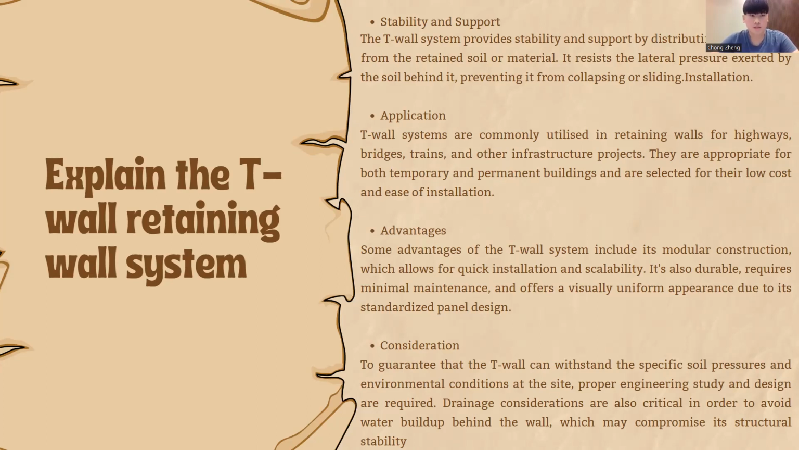So how can the T-wall retaining wall system be applied? It is usually utilized in retaining walls for highways, bridges, trains, and other infrastructure projects. They are appropriate for both temporary and permanent buildings and are selected for their low cost and ease of installation.